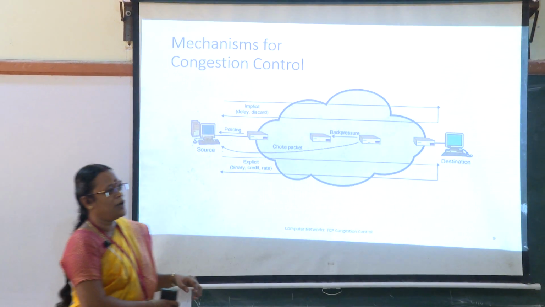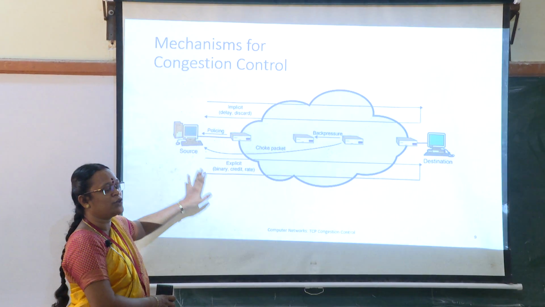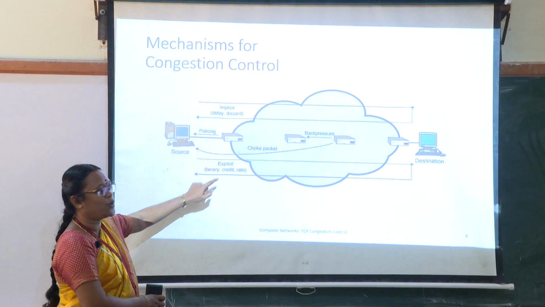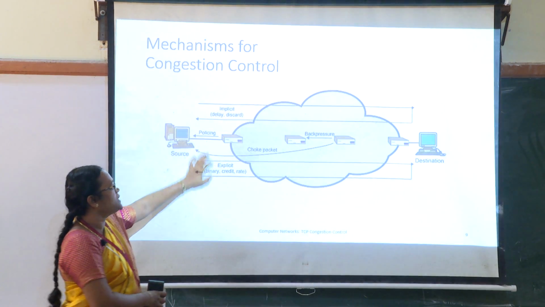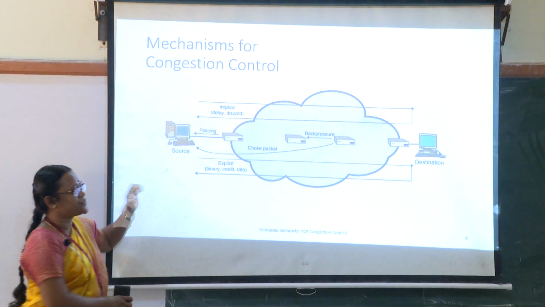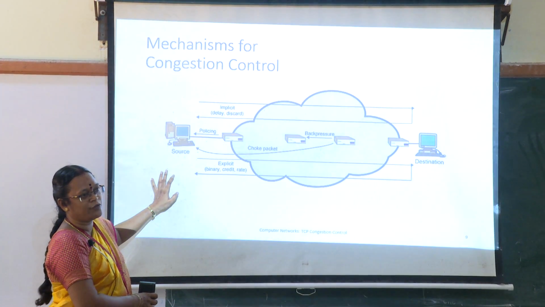Now comes your back pressure method. This is one of the methods to control congestion. Here you have two methods they have given, back pressure and choke packet, and implicit and explicit. First, I will give an overview of all four methods.